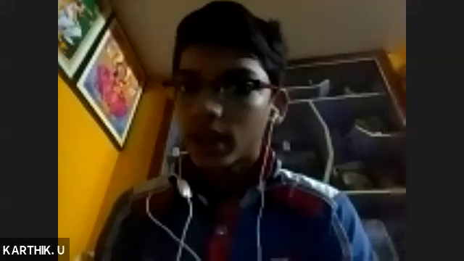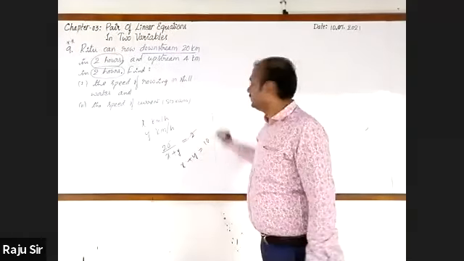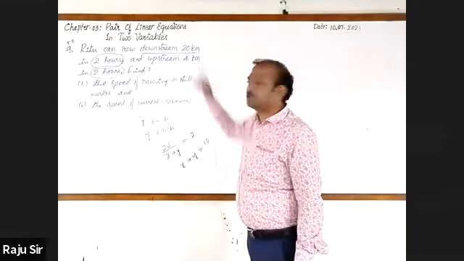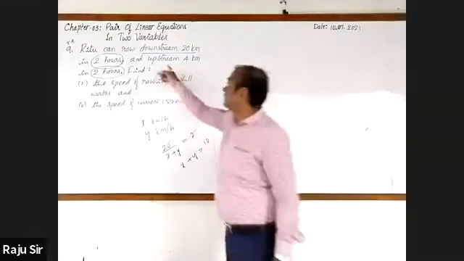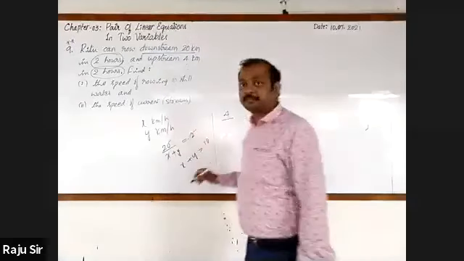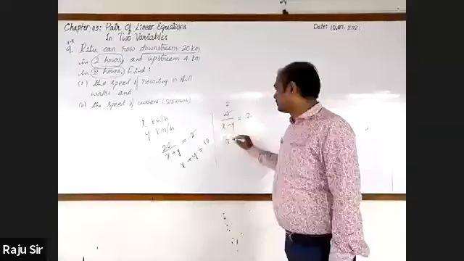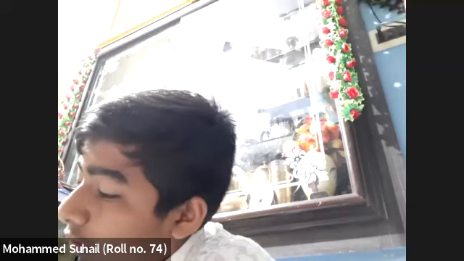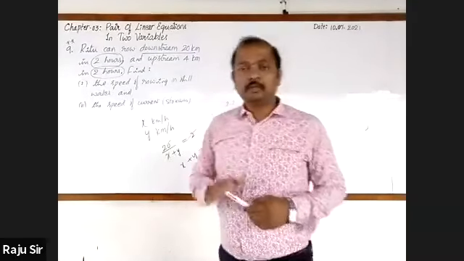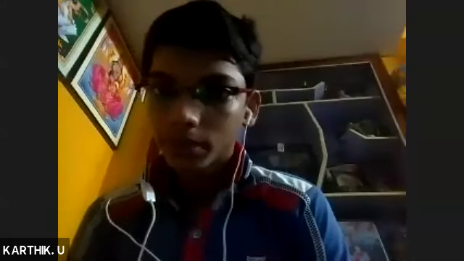Next, the second one: upstream 4 kilometers in 2 hours. Time taken to cover 4 kilometers is again distance by speed. The distance is 4 and the speed in upstream is x minus y. The time taken is 2 hours. So 4 by x minus y equals 2, which gives x minus y is equal to 2. It is the second equation, and very simple. Have you understood?